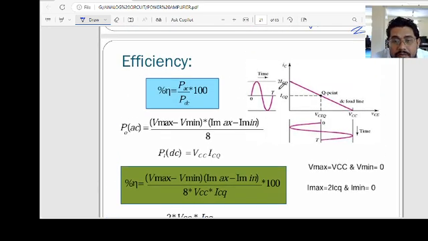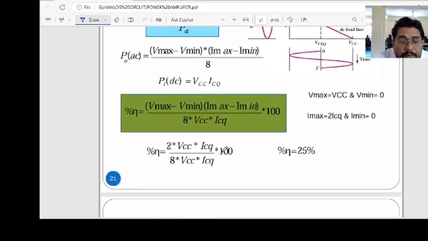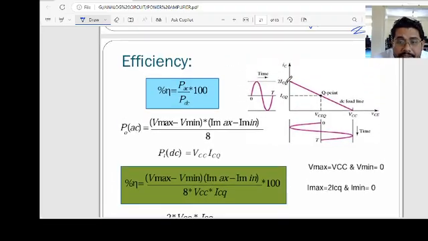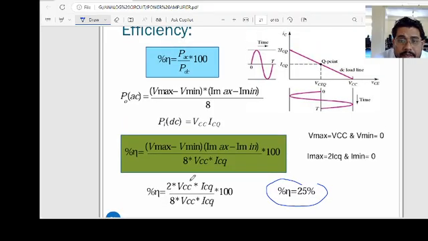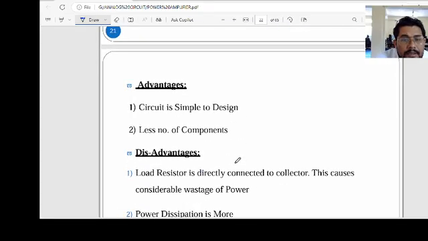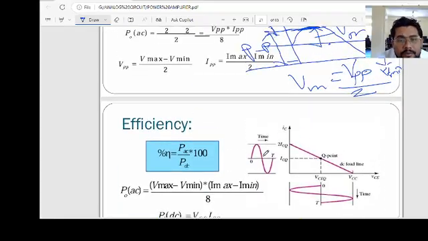Then how did we decide the VCQ? Put this value here. What is the VCC here? For a class A amplifier, this is 25%. After putting this value here, what are VCC and VCC into ICQ? So this is the efficiency for a class A amplifier.